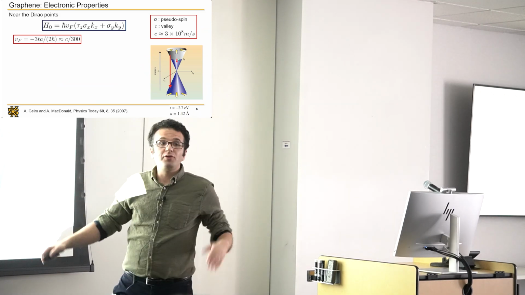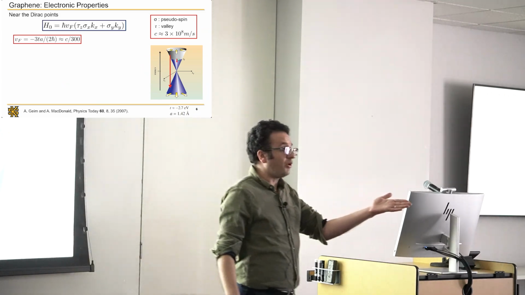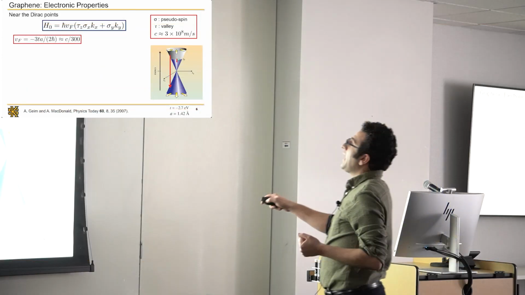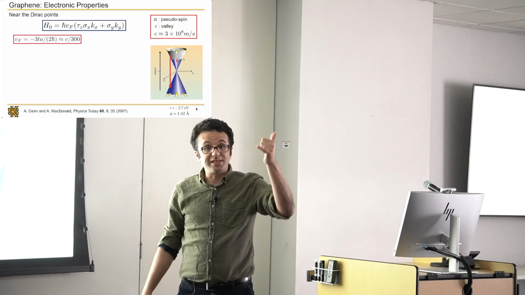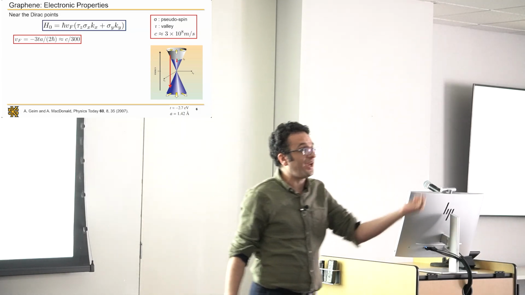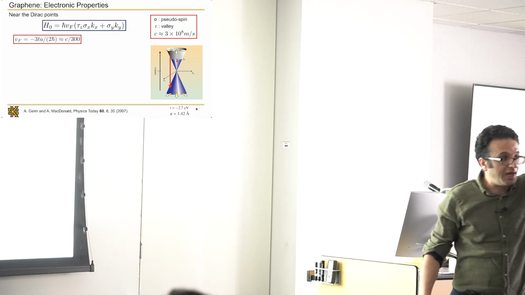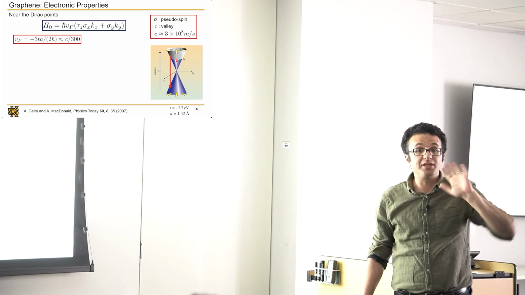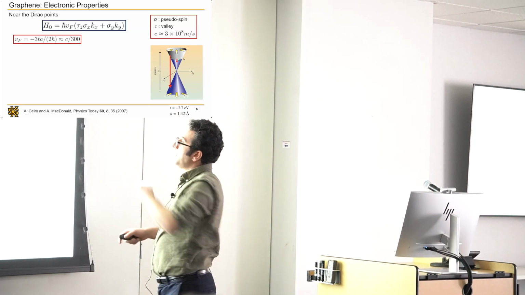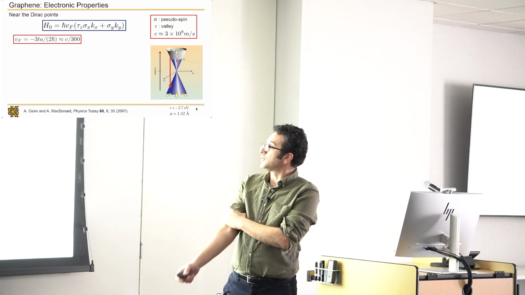Tau z tells you if you are at the K or K prime point. So that's what we call sometimes the isospin. Sigma x tells you about the sublattice, the A and B that we talked about in the beginning. So if you're in sublattice A, the basis of your spin is A and B in this case, instead of up and down. It's a pseudo-spin, it's not a real spin. And sigma y, of course, is the Pauli matrix that also describes the pseudo-spin.